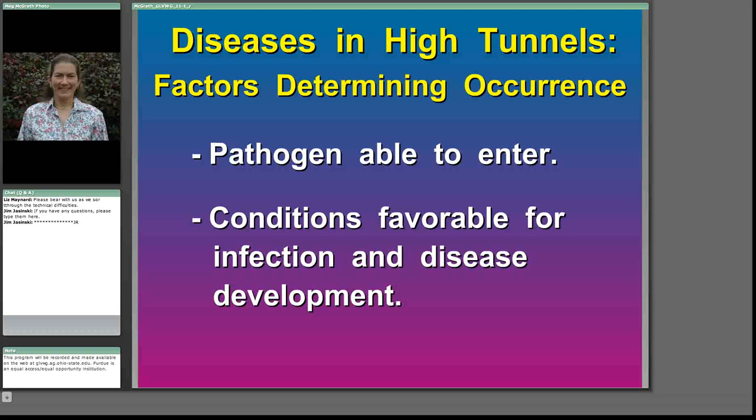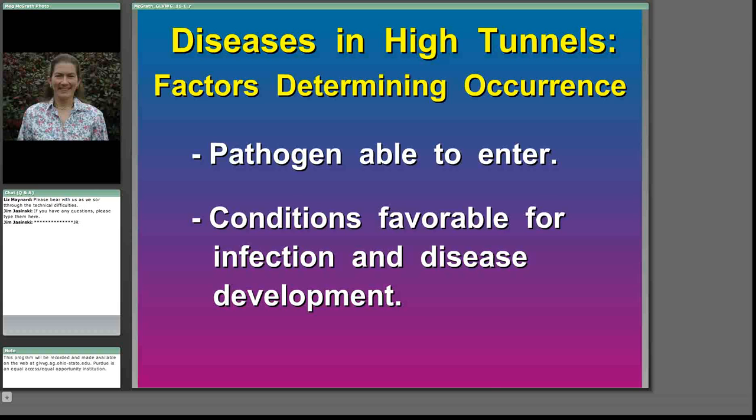And then the third thing you need to complete the disease triangle is conditions favorable for disease, for infection as well as disease development. So you could have conditions that are great for infection, but if you don't have conditions that allow the pathogen to spread, disease won't develop. One particular example would be if you've got a disease where the pathogen is spread by splashing water. If you don't use overhead irrigation and you don't have condensation forming in your greenhouse and dripping, the pathogen may be able to infect, but that will be the end of it. It won't be able to continue going.